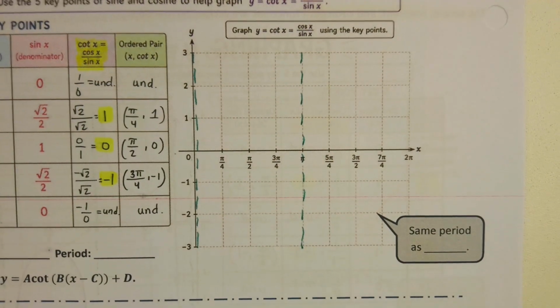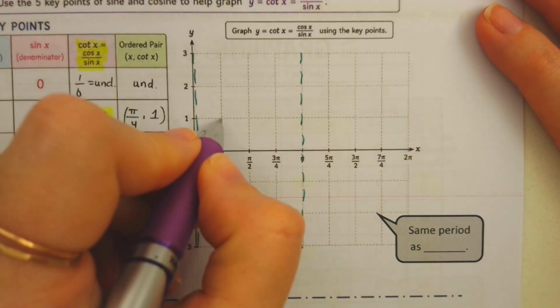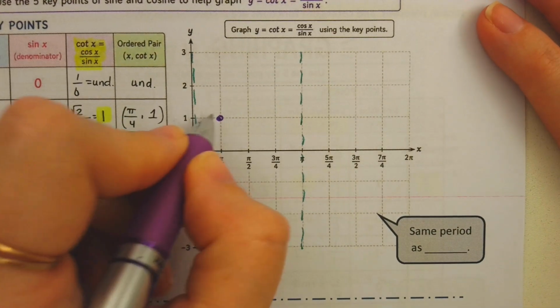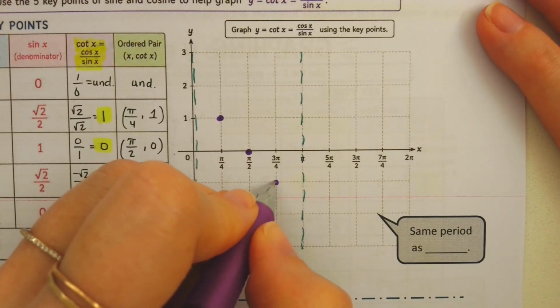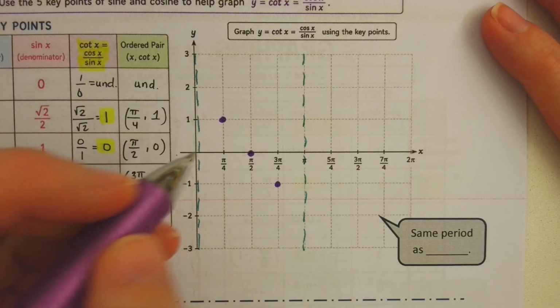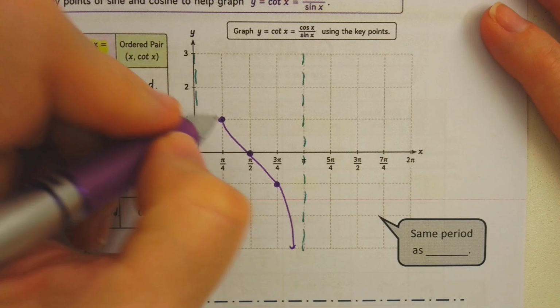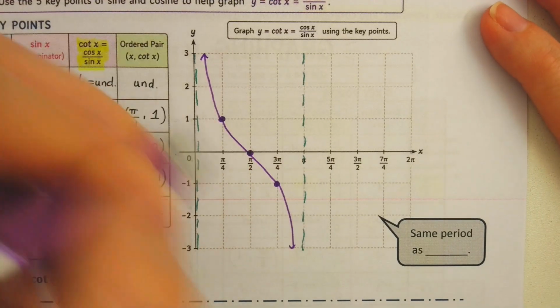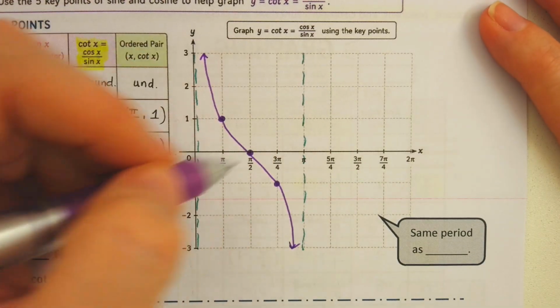And then in between there, we'll have a point at pi over 4, 1. Pi over 2, 0, and then 3 pi over 4, negative 1, which is similar to what tangent looks like in between its asymptotes. It has this kind of snake through the graph like this. The only difference is tangent faces the other direction. Tangent starts on the bottom and goes to the top.